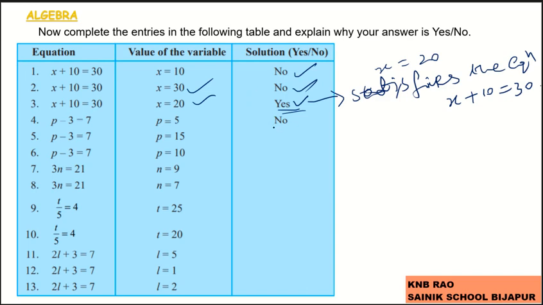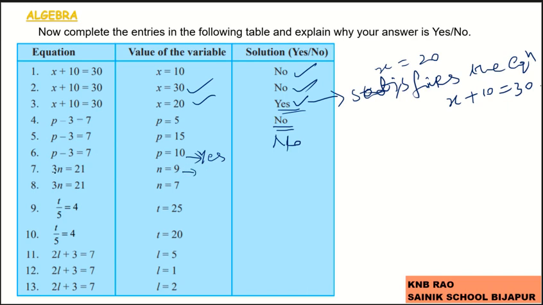Will you be able to write reasons after writing quickly yes or no? P minus 3 equals to 7, P equals to 5, 5 minus 3 is 2, so no. P minus 3 equals to 7, P equals to 15 means 15 minus 3, 12, 12 equals to 7, no, it is no. P minus 3 equals to 7, P equals to 10, 10 minus 3 becomes 7, 7 equals to 7, yes. For this I will say yes.